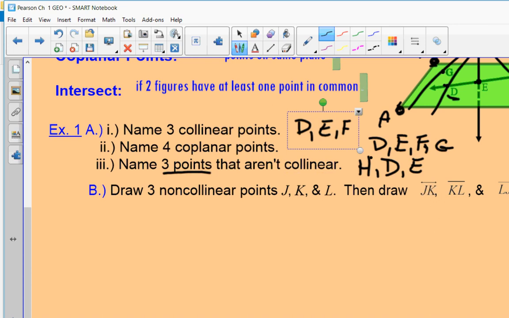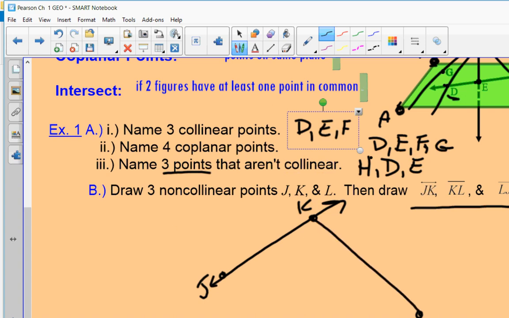In B, it says draw 3 non-collinear points, J, K, and L. So I'm just going to put 3 points out here, not on the same line technically, J, and label them K and L. Okay, and then draw line. So we're coming over here using those symbols that are above there that I showed you a little bit earlier. Draw line J, K. So put arrowheads on the ends. Then the next one says draw line segment KL. So there was no arrows on it, so that means a segment. So it has endpoints at K and L.